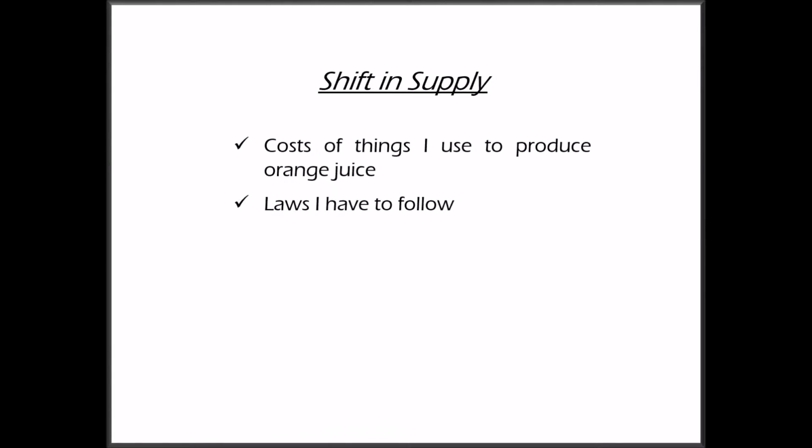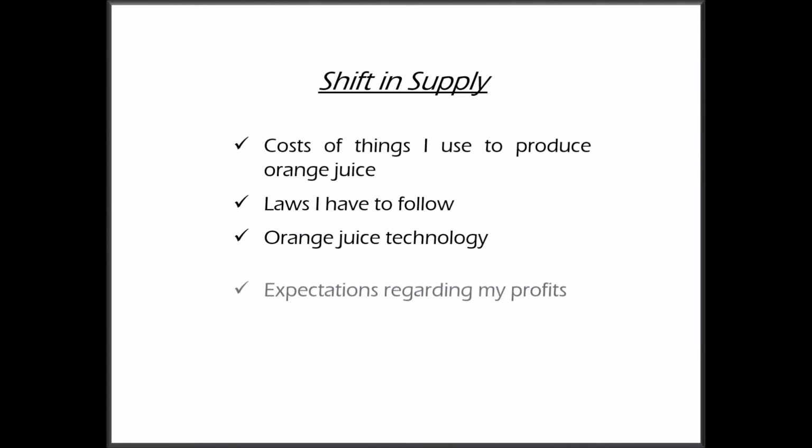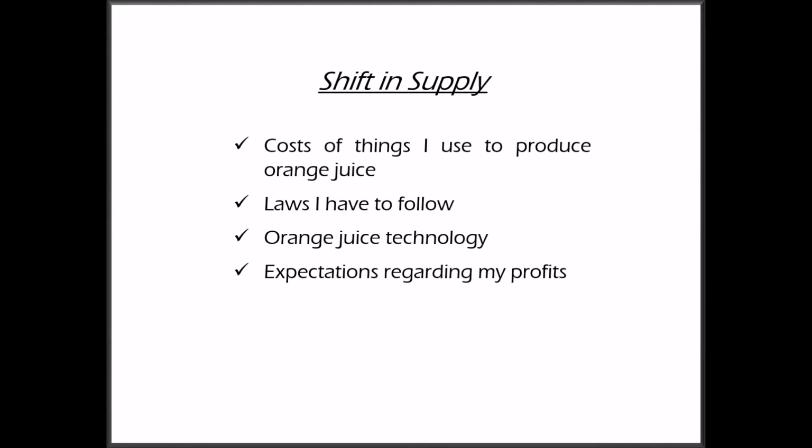A number of factors can lead to a shift in supply, such as a change in the cost of inputs of production, regulations and rules relevant to this product, technology, and profit expectations of this product, amongst other things.